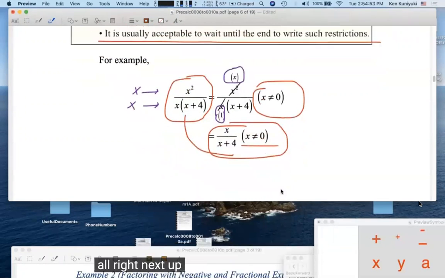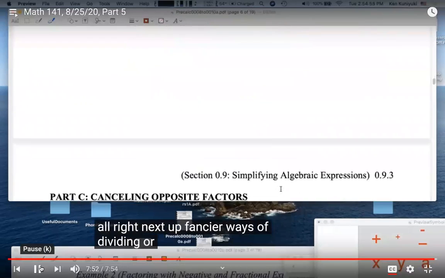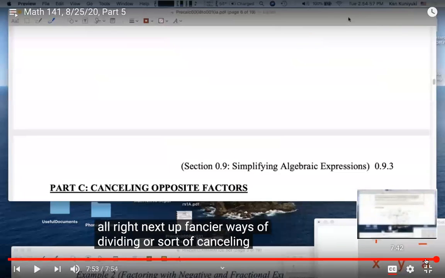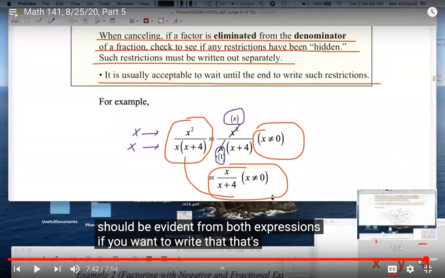All right, next up, fancier ways of dividing or sort of canceling. All right. Any questions about that, by the way? I know that jazz about the hidden restrictions. Any questions? Any questions? We'll do one more part and then we'll take a break, okay? Any questions?